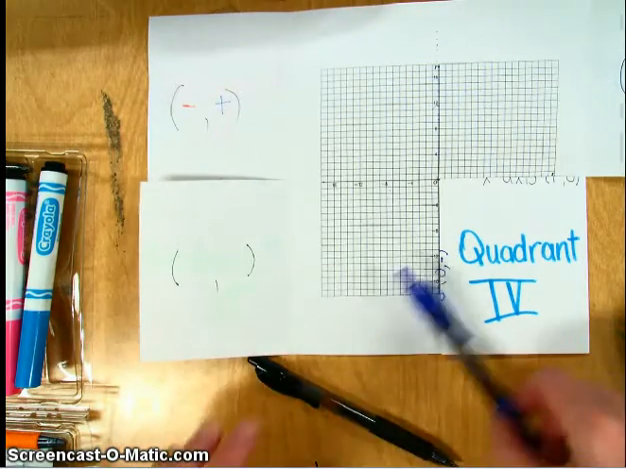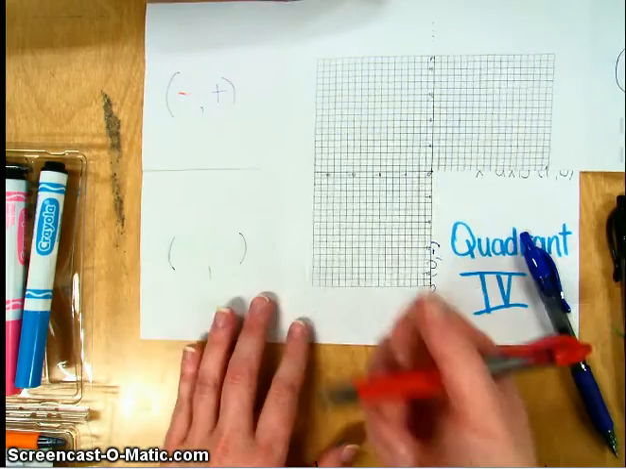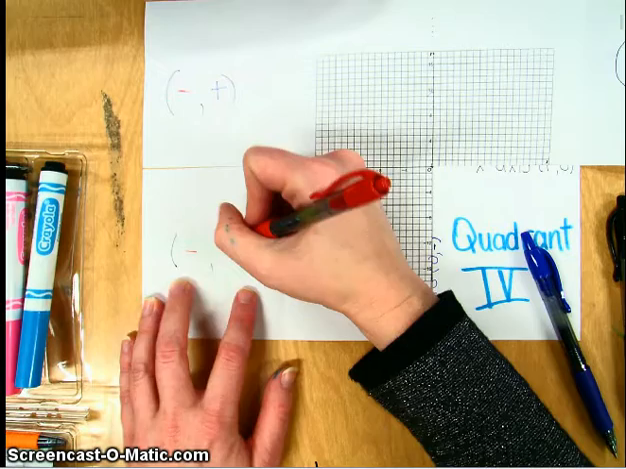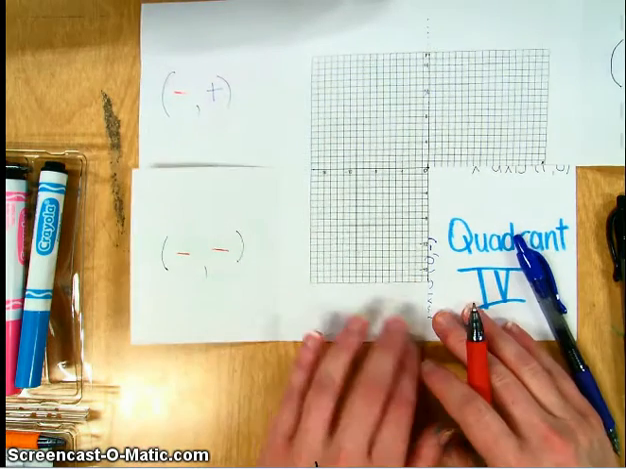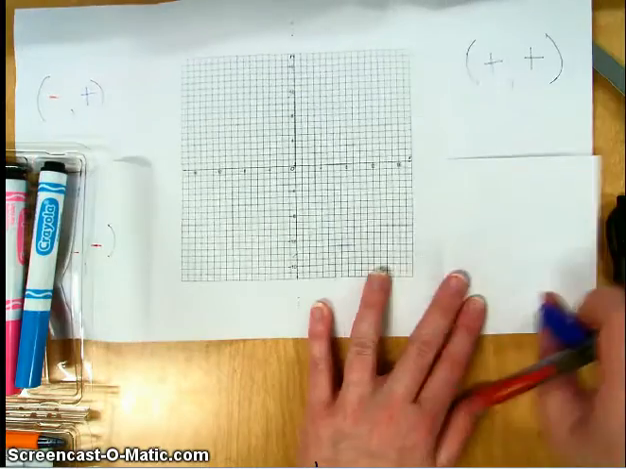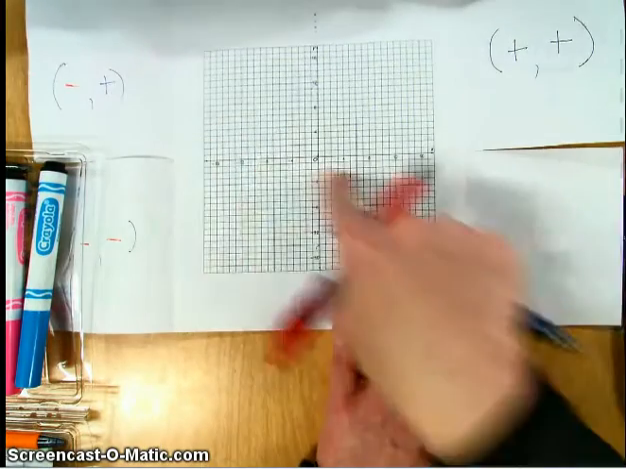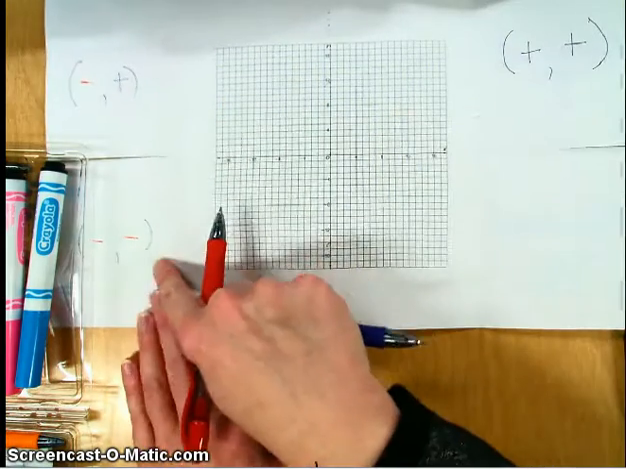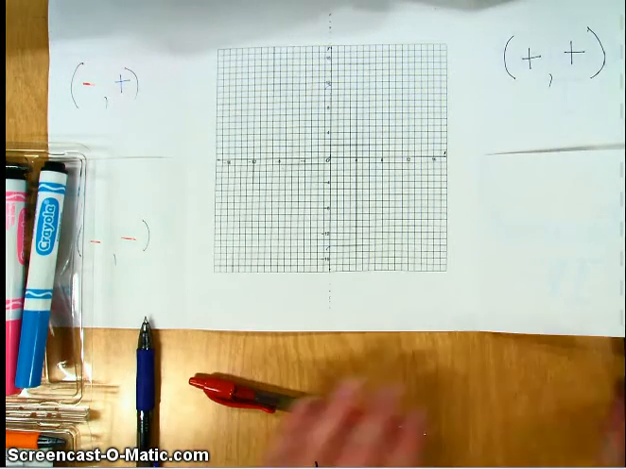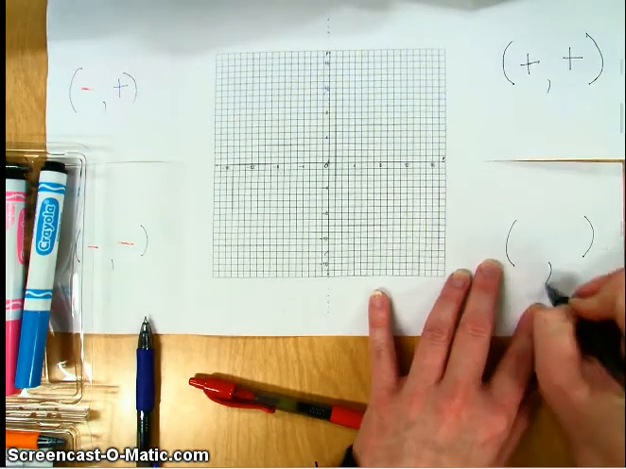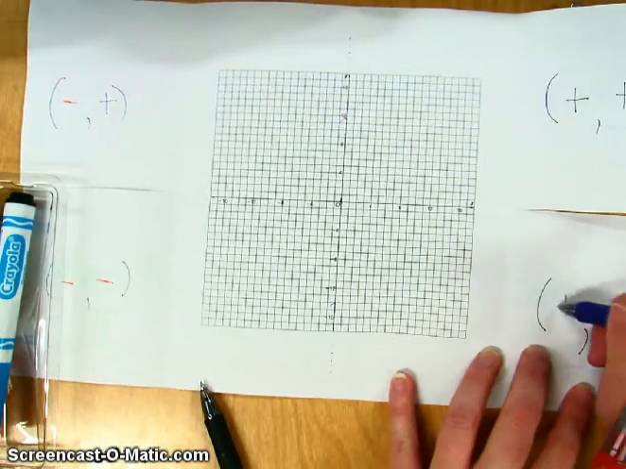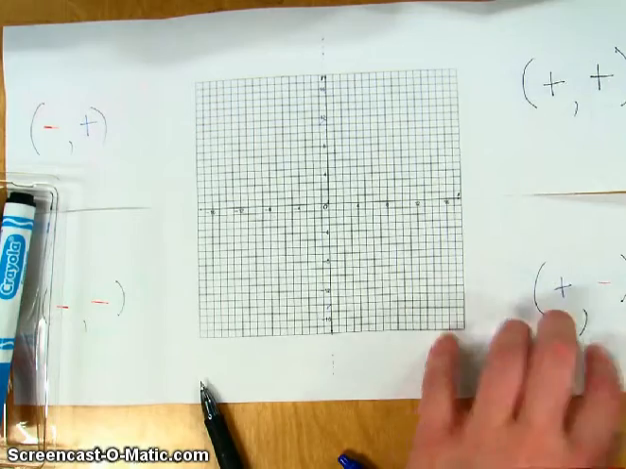Notice that for each ordered pair, there are two numbers because it's a pair, and they are surrounded by parentheses with a comma in the middle. So for quadrant 3, you're going to have two negatives. For the x and the y coordinate, you will have both negatives. And then for the last one, it's going to be the inverse of the one that's diagonal from it. See, this one's the inverse of this quadrant. Okay, so there's that relationship. So we're going to have a positive x coordinate and a negative y coordinate.